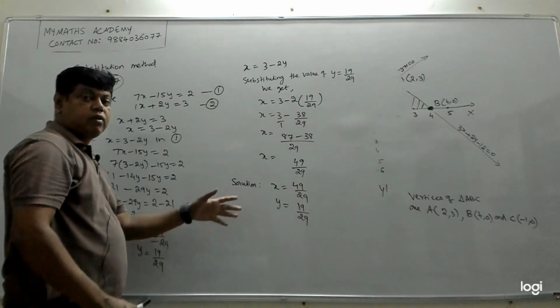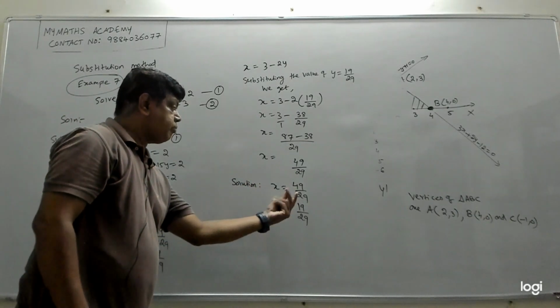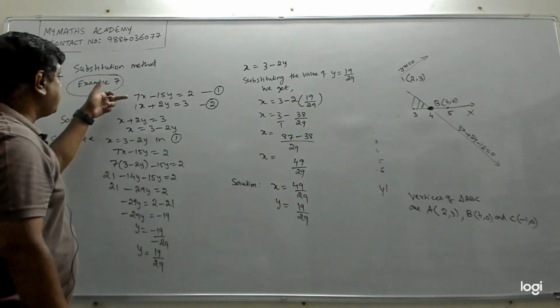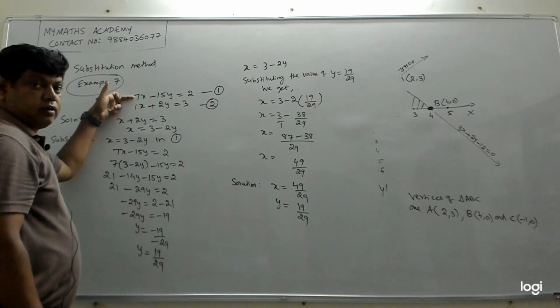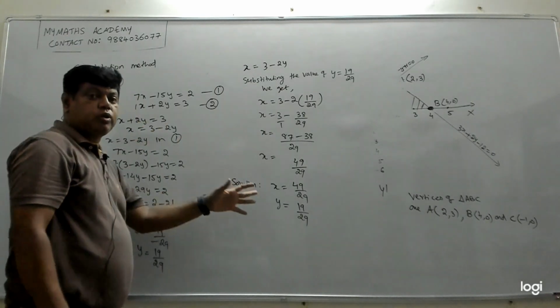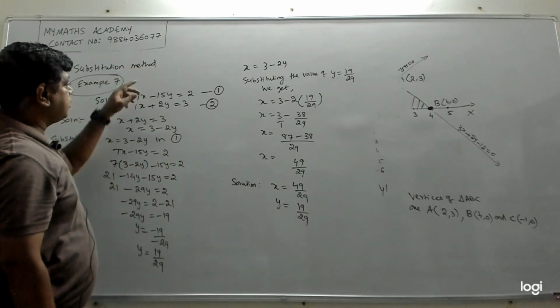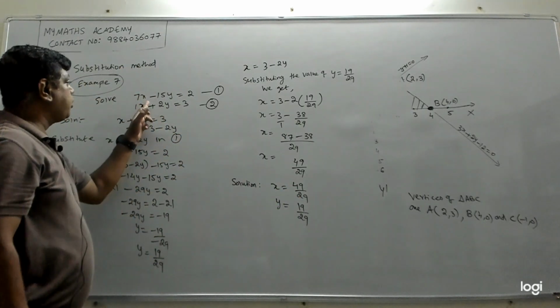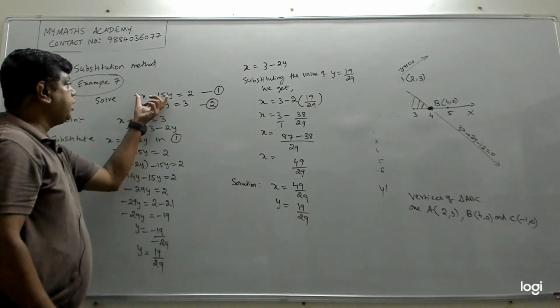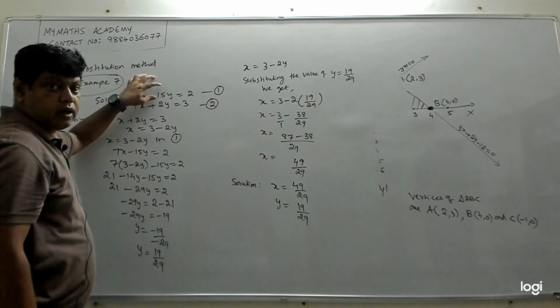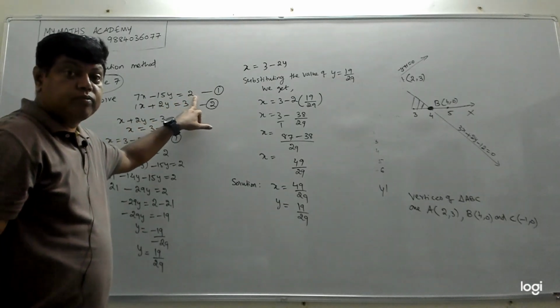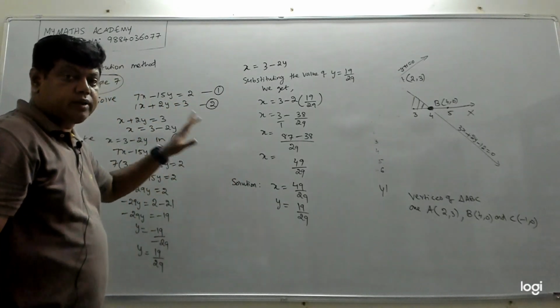Right? So we have found the value of x and y, which means if you take this value and substitute in this equation, that's just a kind of verification, just to make sure that our answer is right. If you take this 49 by 29 in the place of x, and 19 by 29 in the place of y, and do this calculation, you will finally get 2. You can try that.